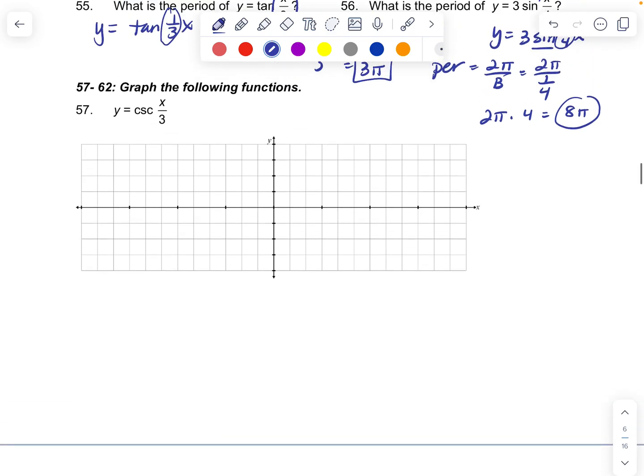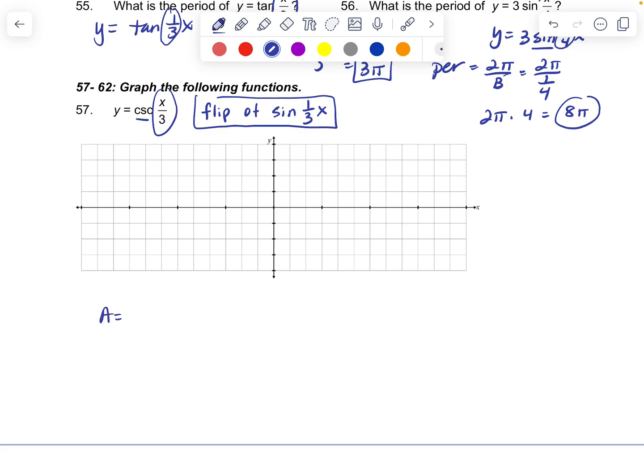Okay, so when you're graphing a cosecant graph, I really like to rewrite this. I want to really graph the flip of cosecant, which is sine of, using that same trick here, 1/3 x. Now all the information that I'm going to be writing down here is about the sine of 1/3 x.